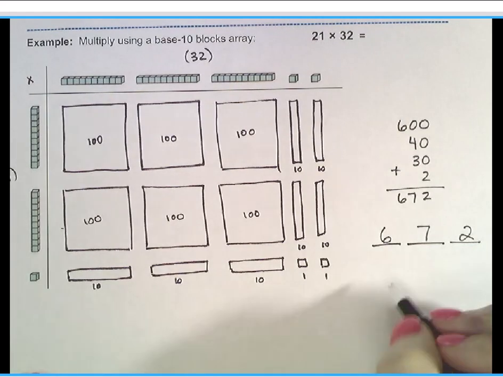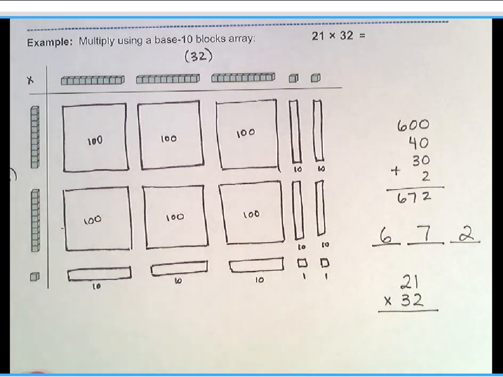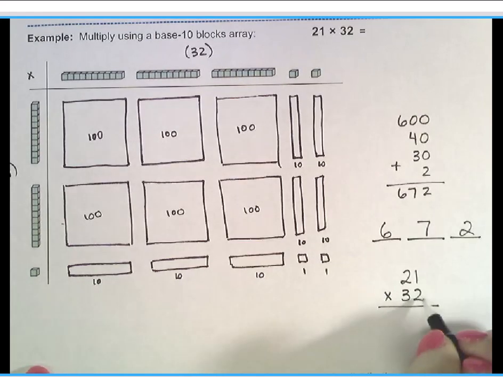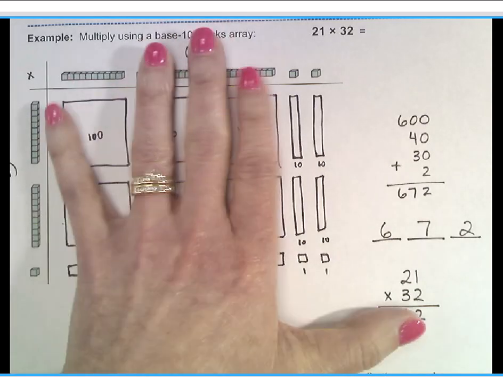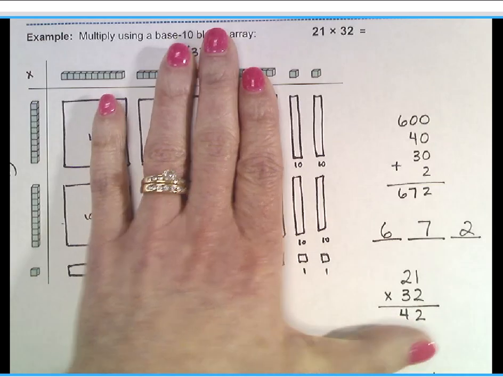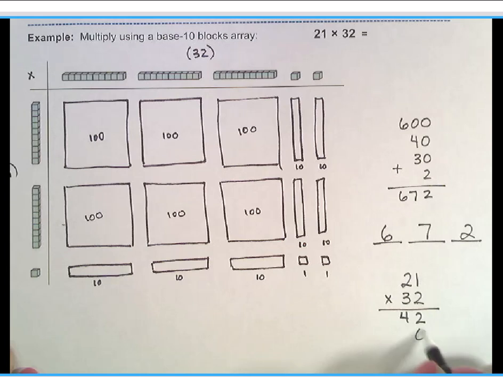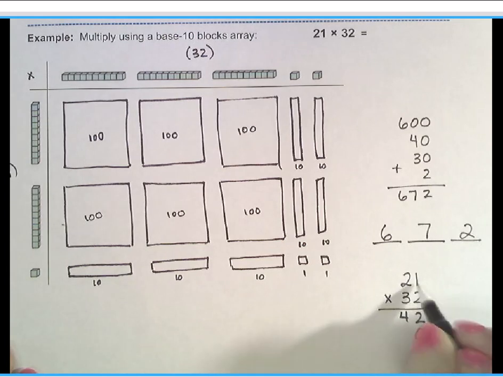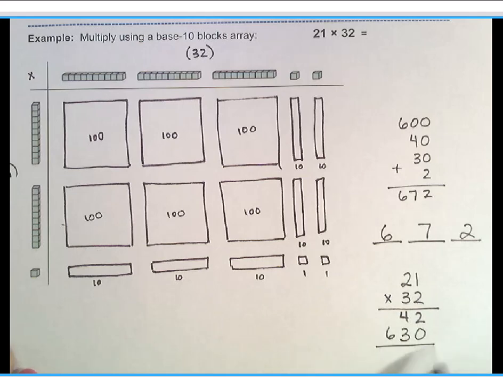Now, if we actually do the multiplication, the standard algorithm, let's think about how this would look, okay? 2 times 1 is 2. 2 times 2 is 4. There's 42 right there. That's 42. This side over here. Then we put a 0. Scooch over. 3 times 1 is 3. 3 times 2 is 6.